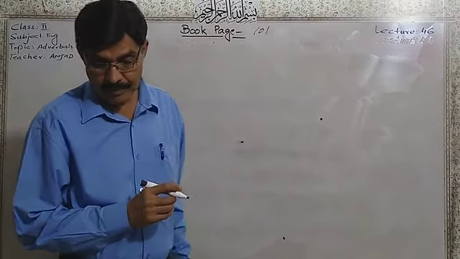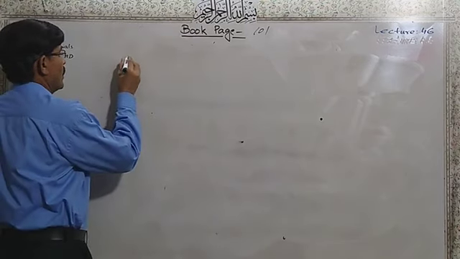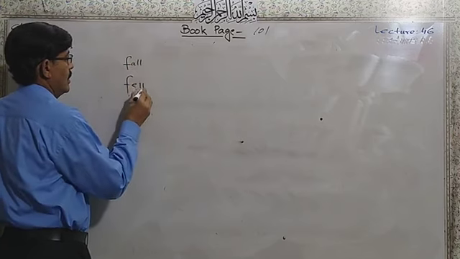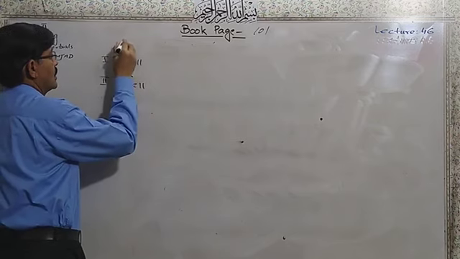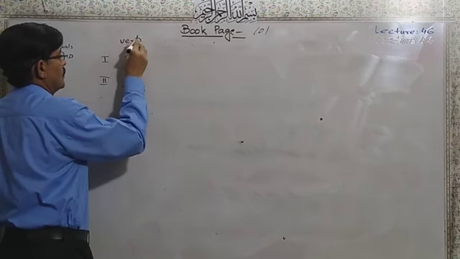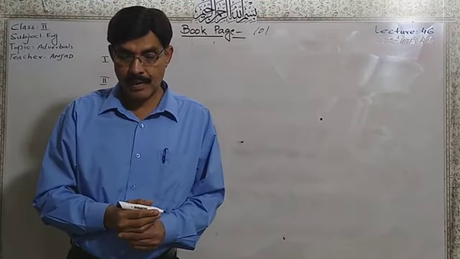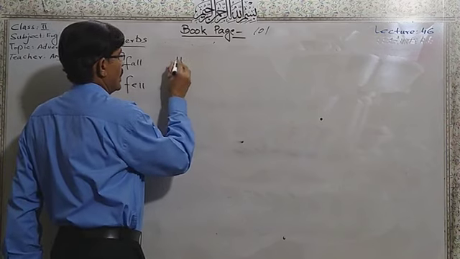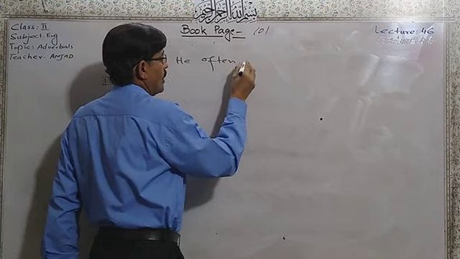Okay, he often falls down. There are two verbs, fall and fell. This is the first form and this is the second form of the verbs. Okay, dear student, look this one. He often falls down.